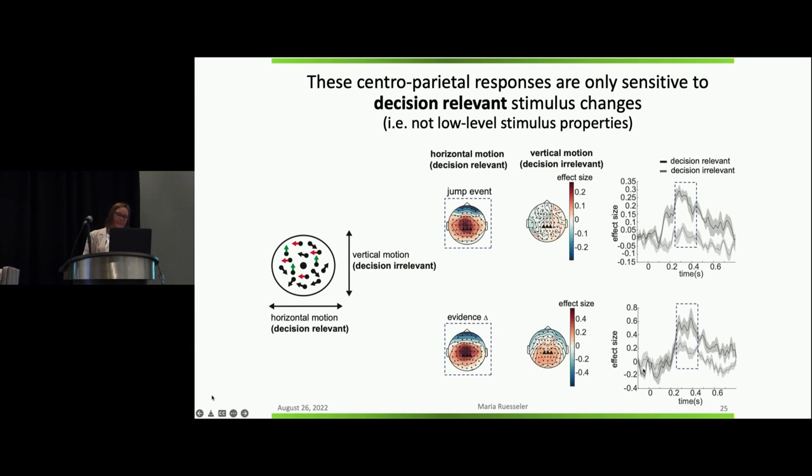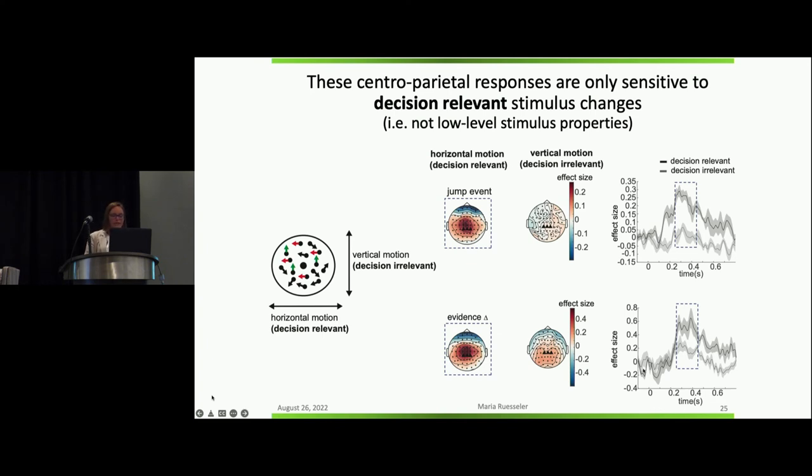So what I did is I did a small control study in which I introduced vertical motion as decision irrelevant motion. The whole time participants should only focus on the horizontal motion, left versus right. But the environmental statistics of the vertical motion were exactly the same as for the decision relevant one.